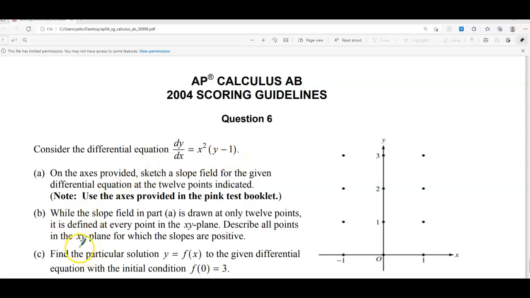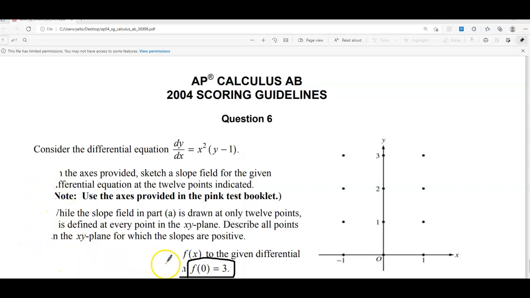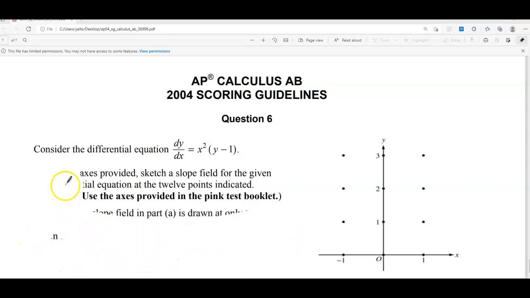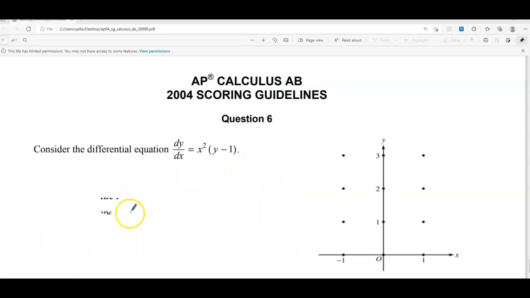Okay, let's go ahead and take a look at part C here. Find the particular solution to this differential equation if this is my initial condition. So these are the questions that I've been telling you about. You're going to see at least one, and when you do see one of these questions, it's going to be worth a lot of points. So we want to make sure that we really know how to do these.